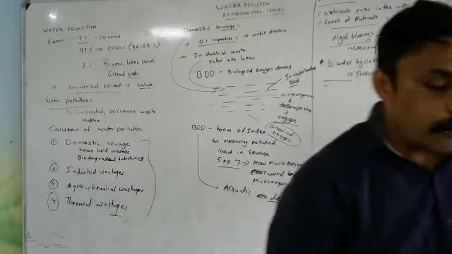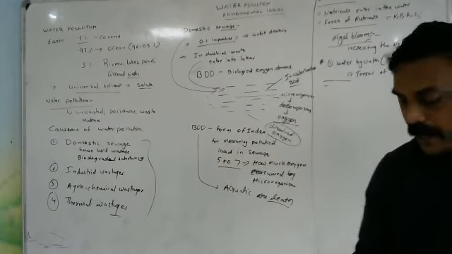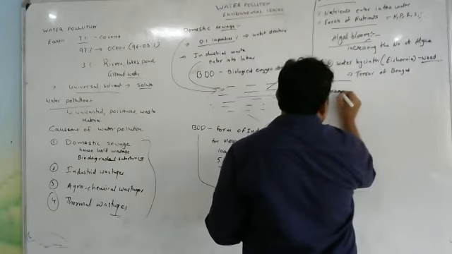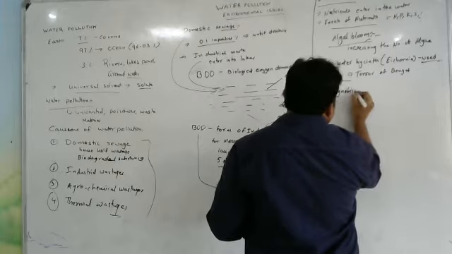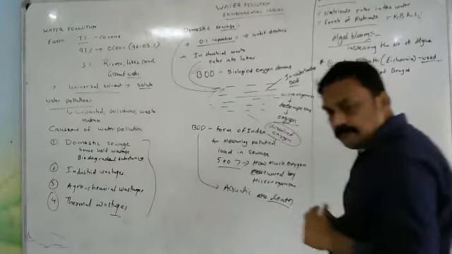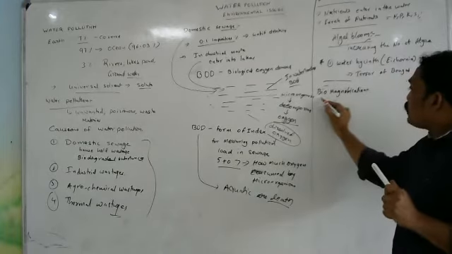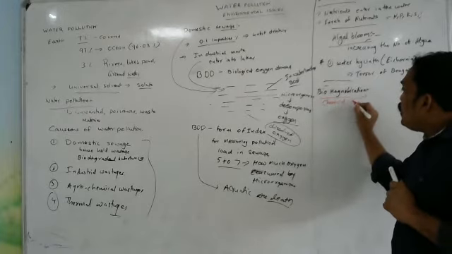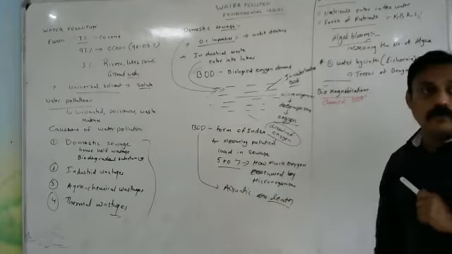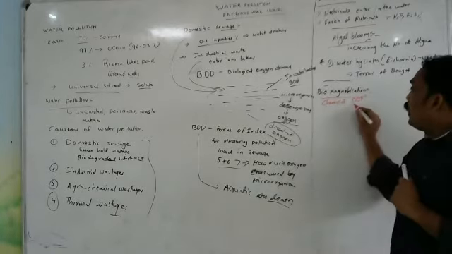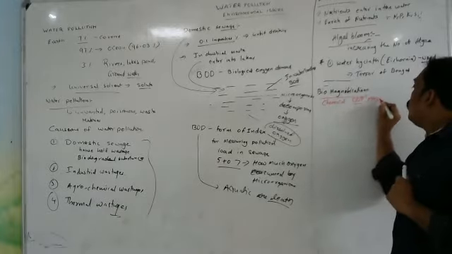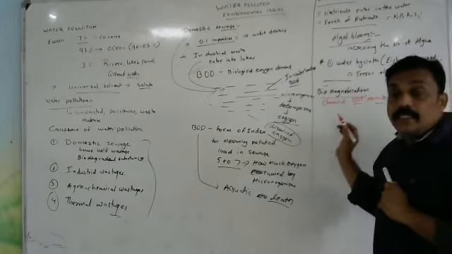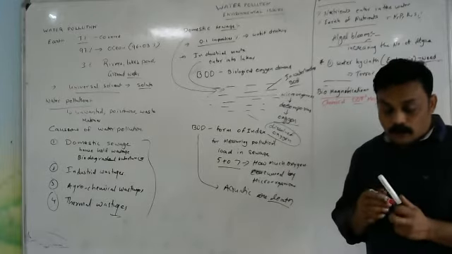Biomagnification. What is the meaning of biomagnification? Yesterday I told you. Biomagnification means some chemicals like DDT, dichlorodiphenyltrichloroethane, and also mercury. These are non-biodegradable substances. These are not degraded.